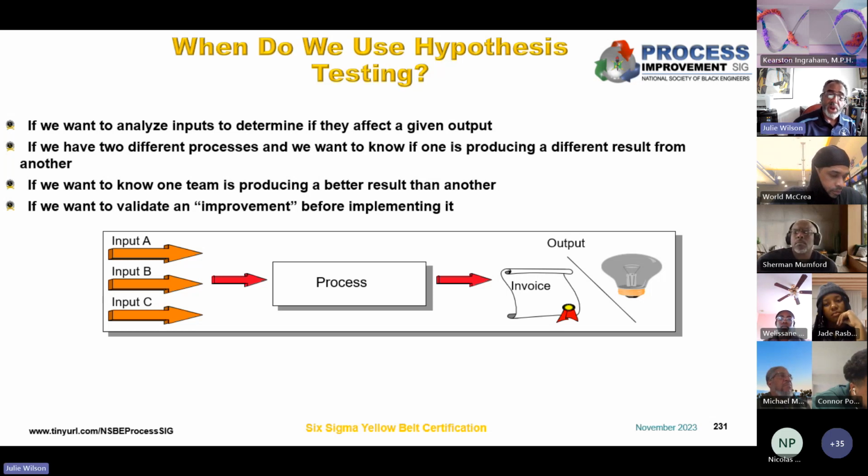Or we can have two different processes and we want to know if one is producing a different result from another one. Or if we want to know if one team is producing a better result than another one. Or if we want to validate an improvement before implementing it.